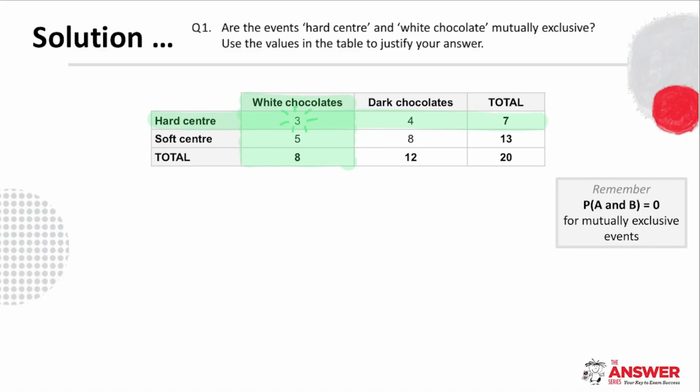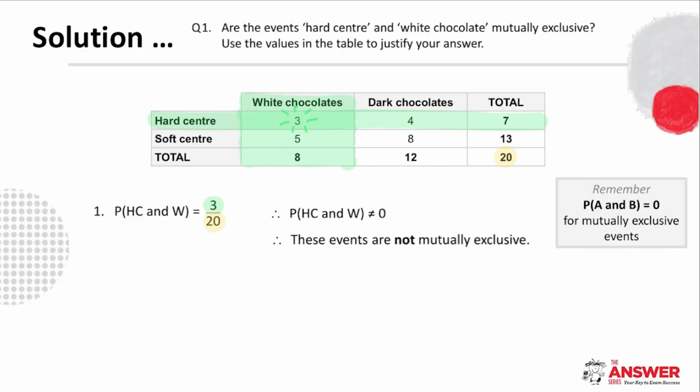So here it is 3. Also, we are considering this from the entire box of 20 chocolates. So the probability is then 3 over 20. And so we can say that therefore this probability is not 0, which means these events are not mutually exclusive.